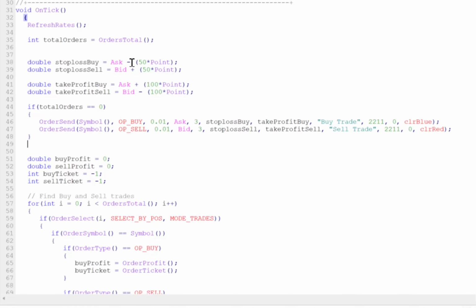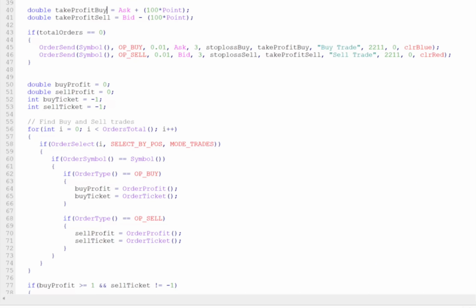Now let's say stop loss is 50 pips and take profit is 100 pips. You simply calculate both prices and pass them in the OrderSend function here. Then your EA will automatically manage the trade, like so.